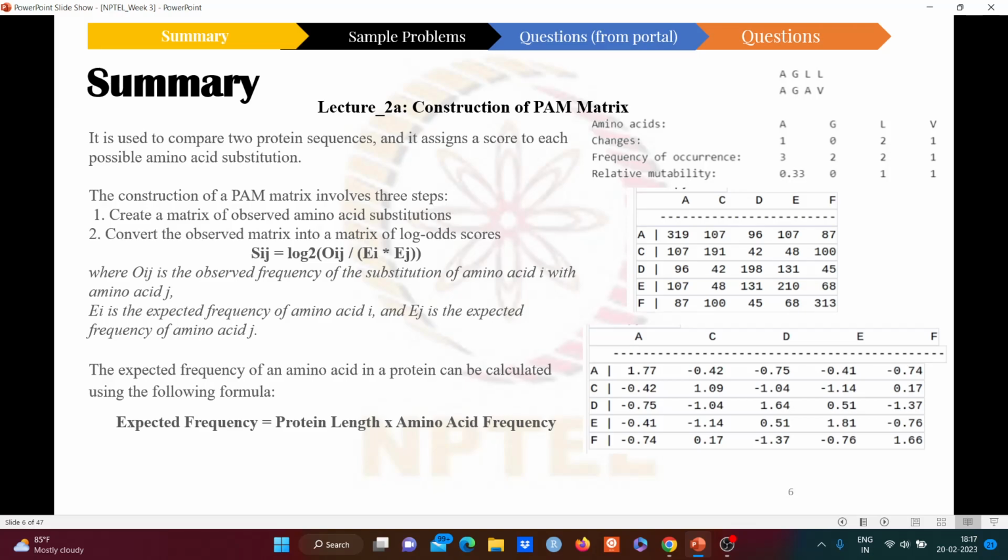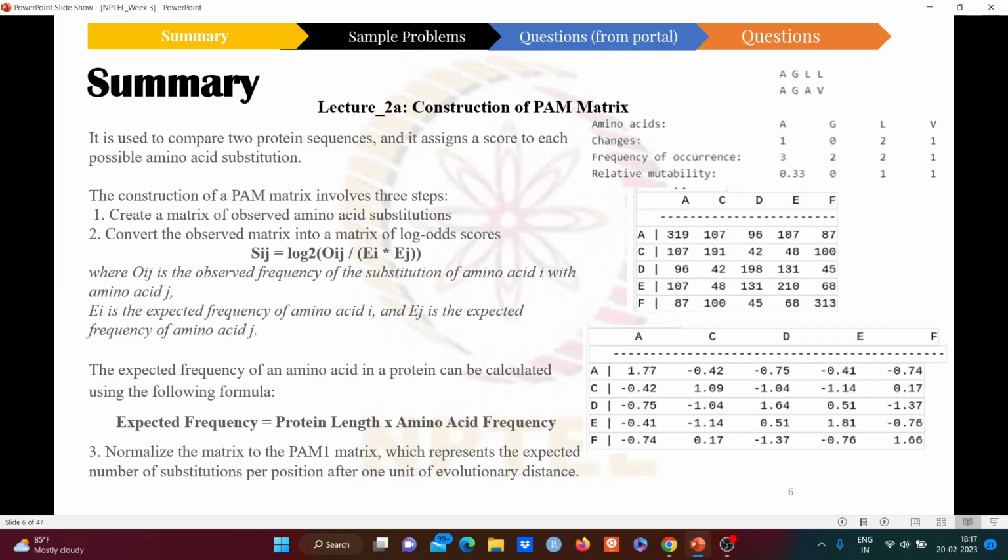Here protein length means the total number of amino acids in the protein, and amino acid frequency is the frequency of a specific amino acid in the reference dataset being used. The amino acid frequency can be calculated by dividing the number of occurrences of the amino acid in the reference dataset by the total number of amino acids in the dataset. The next step is to normalize the matrix to the PAM1. So what type of scores does the matrix have? The matrix here has positive scores, 0 scores, as well as negative scores. So what do these scores represent?